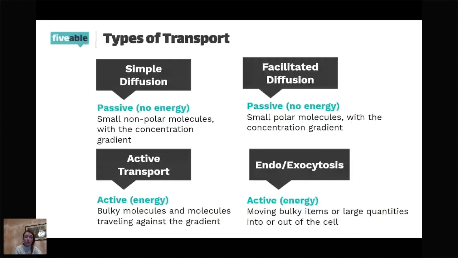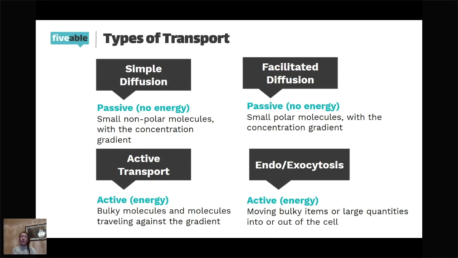So we are always moving with the concentration gradient, and if it's across the plasma membrane, we are moving small nonpolar molecules because that is what can get through the fatty acid tails. Facilitated diffusion is also passive, so sometimes students forget this because they see that we're using a transport protein and they think that that means that energy is required. It is not. It's still passive, no energy.